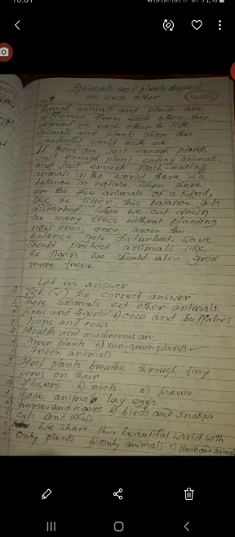Number 1, why do animals move from place to place? Answer, animals move from place to place in search of food. Number 2, from where do animals get their food? Answer, animals cannot make their own food. Animals like cows and buffaloes eat grass, elephants eat sugarcane, and so on. Animals like lions, tigers, and cats eat other animals.